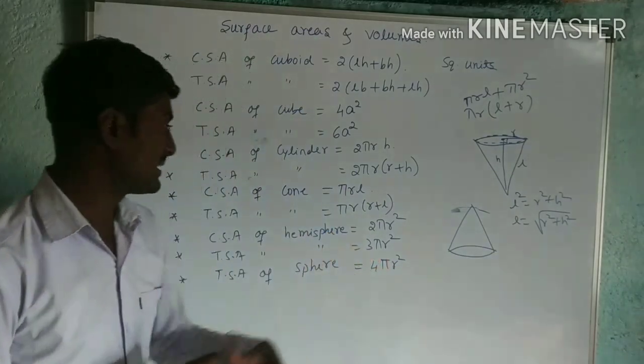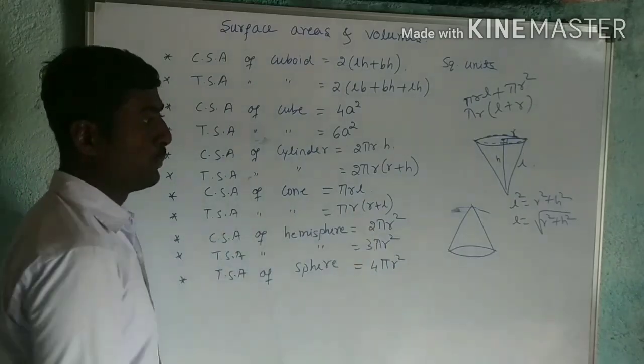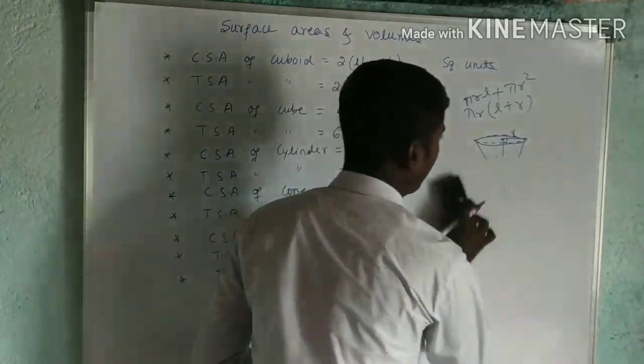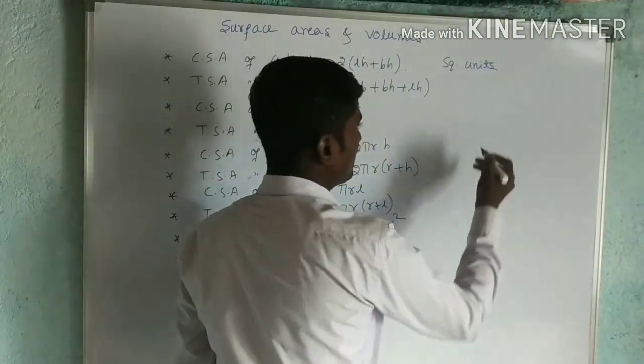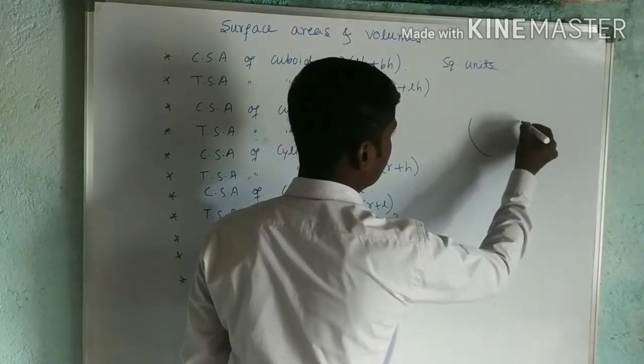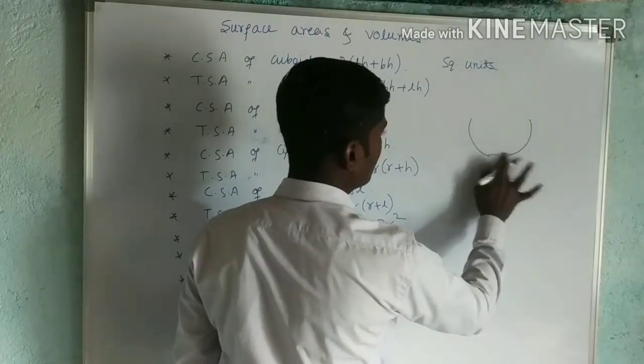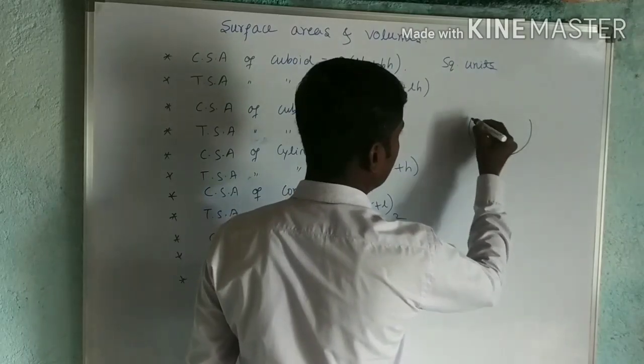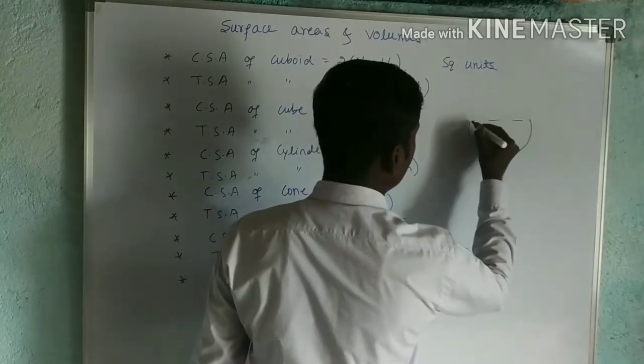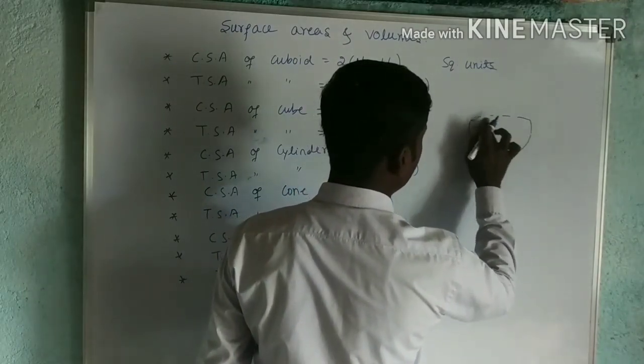So the CSA of the hemisphere will be what? 2 pi r square. So I will draw it like this. This I will take as the TSA of the hemisphere.